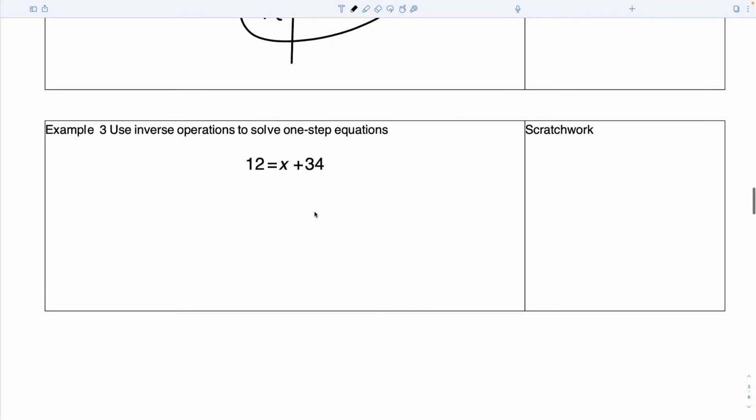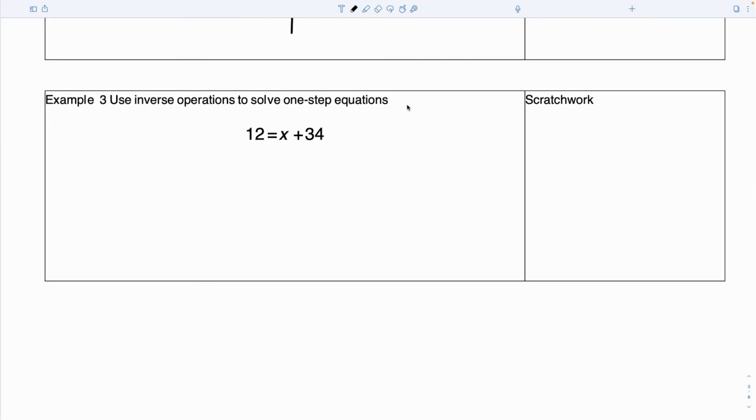Last one. Use inverse operations to solve these one-step equations. This time, what is weird about the problem? Turn and talk to your partner. Go. Any partner. Number 3.